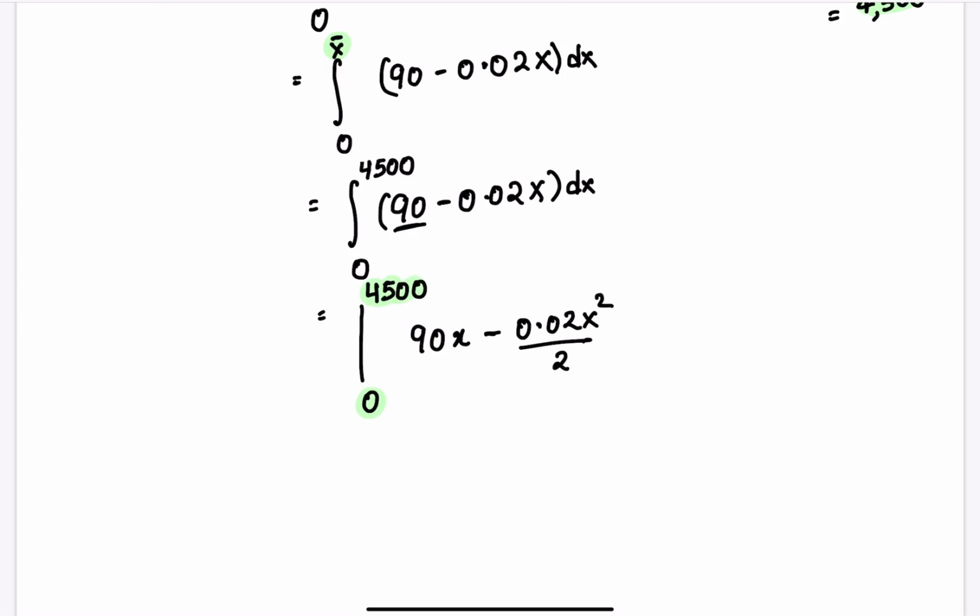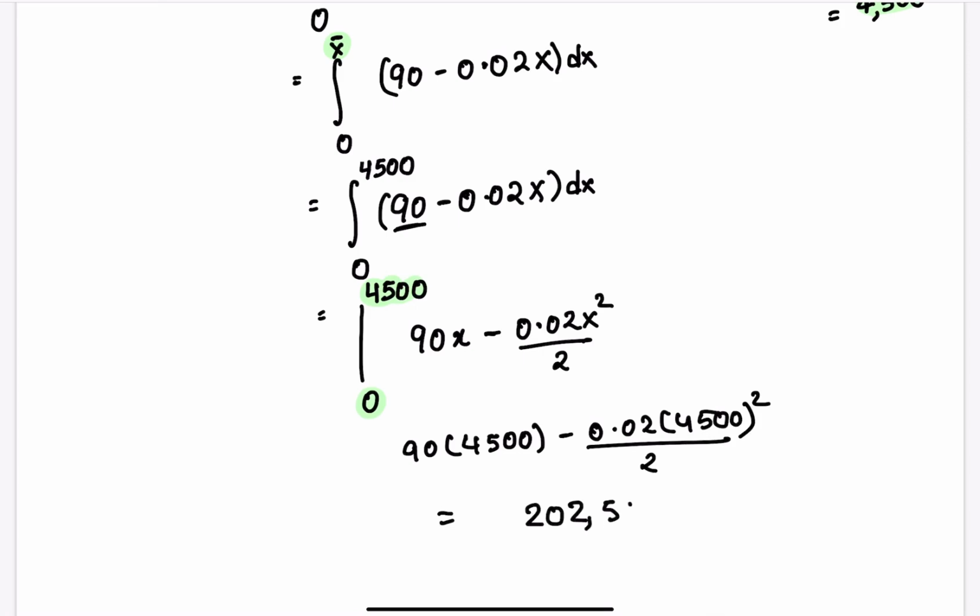And once I do that, I get 90 times 4,500 minus 0.02 times 4,500 squared divided by 2. Plug it into the calculator. I get 202,500. Now you might say, Miss, what is this? What is 202,500?